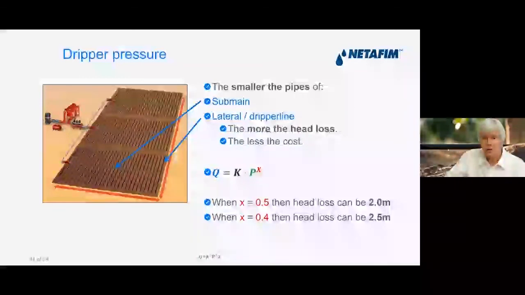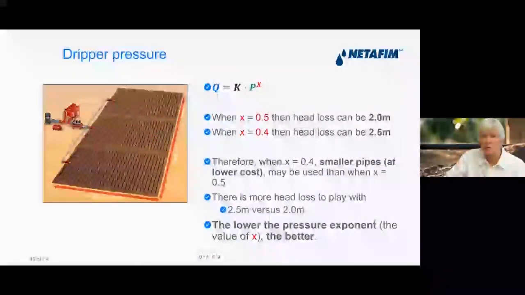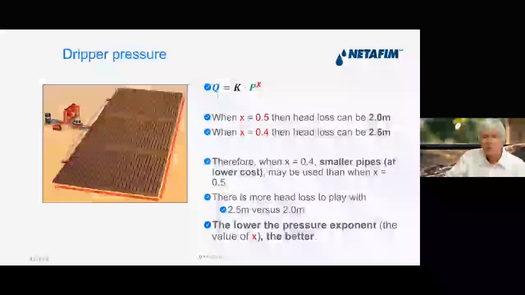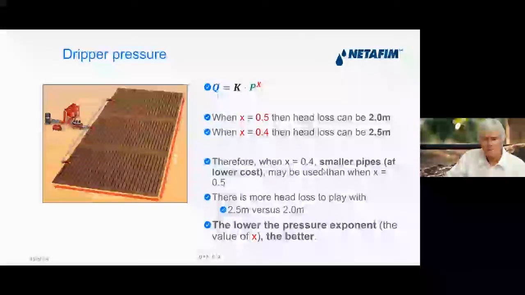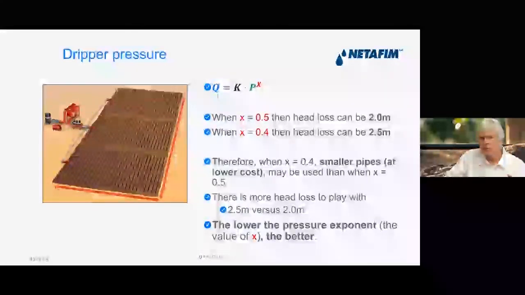So therefore, with the 2.5 meters we can actually use smaller pipes. So when X is 0.4, we'll use smaller pipes at a lower cost than with X equals 0.5. There's more head loss to play with. We've got 2.5 meters versus 2 meters. So the lower the pressure exponent, the lower the value of X, the better.